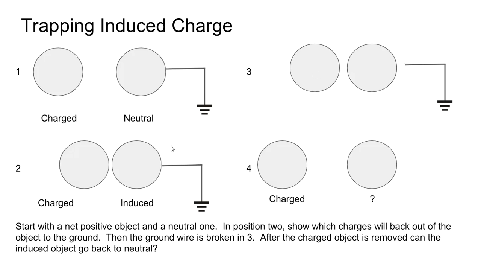Okay, so these two will be the same, except who got trapped in the ground? Now, when you move this away again, can this object go back neutral, or will it now have a trapped net charge?